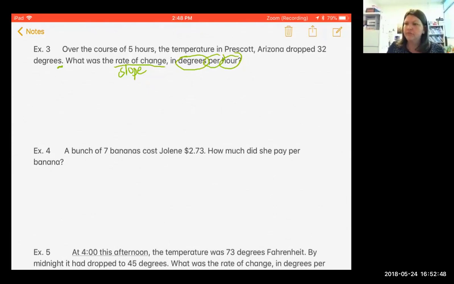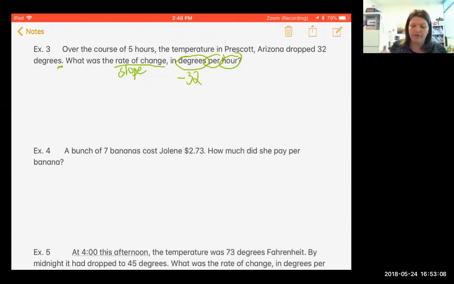Look back at that problem. How many degrees does it say my temperature changed by? 32, it dropped 32. See that language, dropped 32? Think about what we learned about signed numbers. If it dropped 32, that's actually a negative 32. Does that make sense? Yeah.